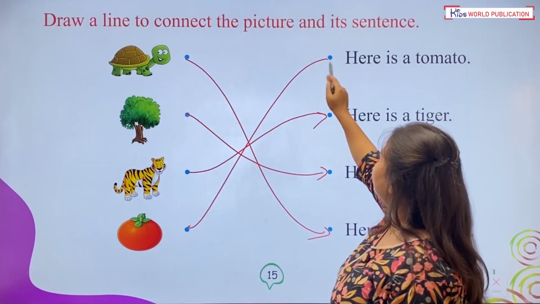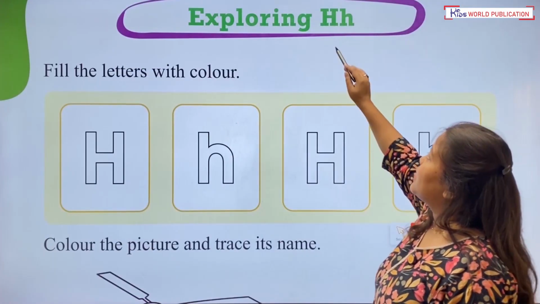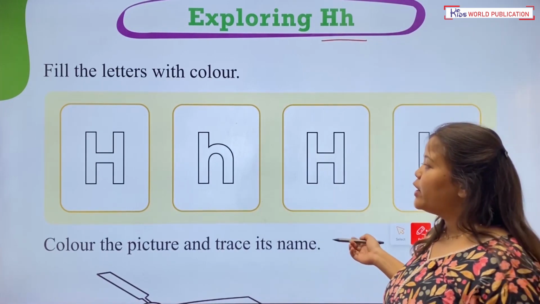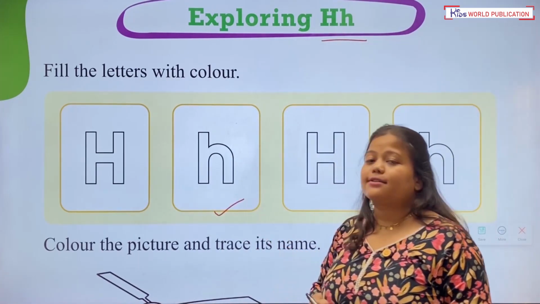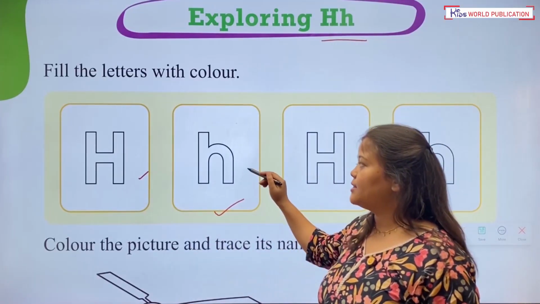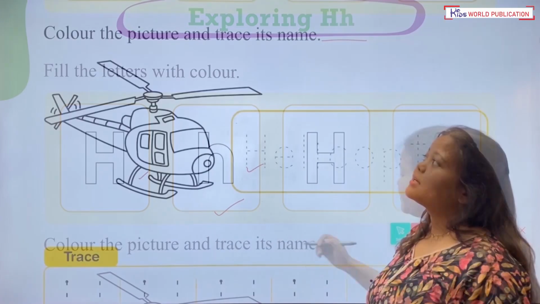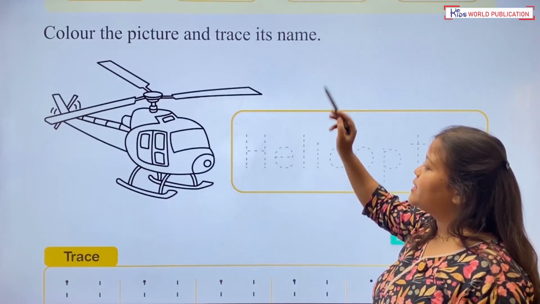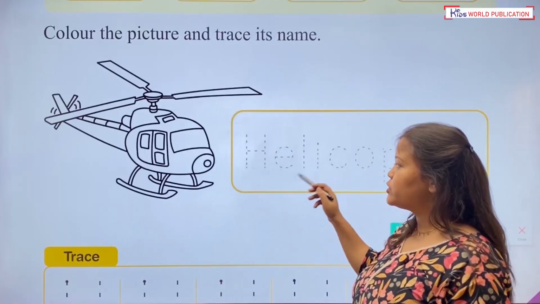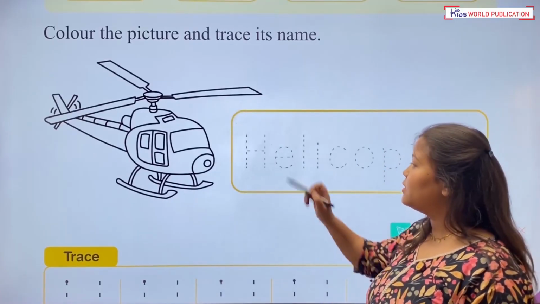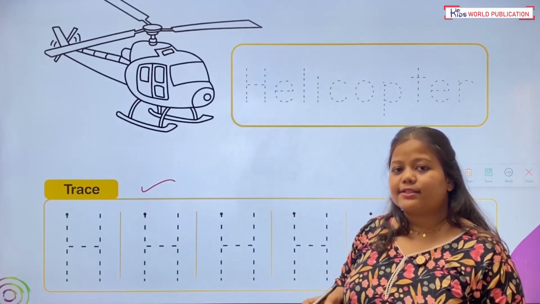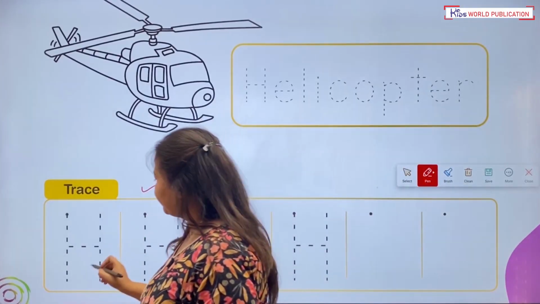Tomato. Here is a tomato. Exploring H. Fill the letters with color. So kids, you will fill the given letters in your favorite colors. This is capital H and this is small h. Color the picture and trace its name. So kids, you will color this picture in your favorite colors and also trace its name by joining the given small lines. Trace. So kids, let's trace the letter H.